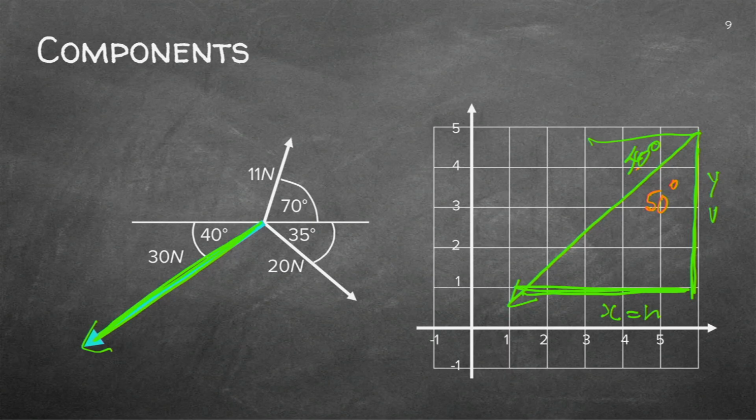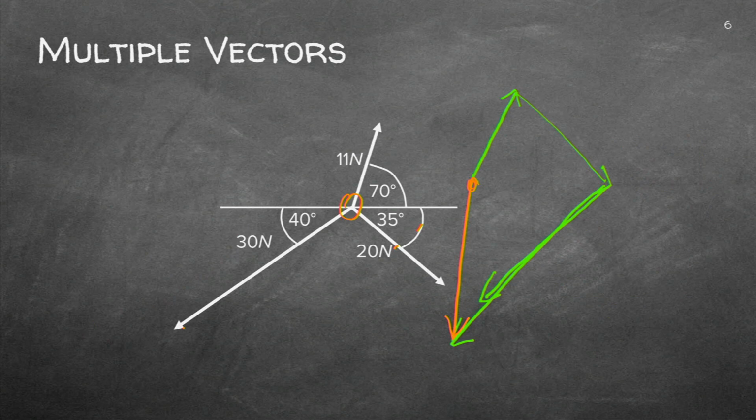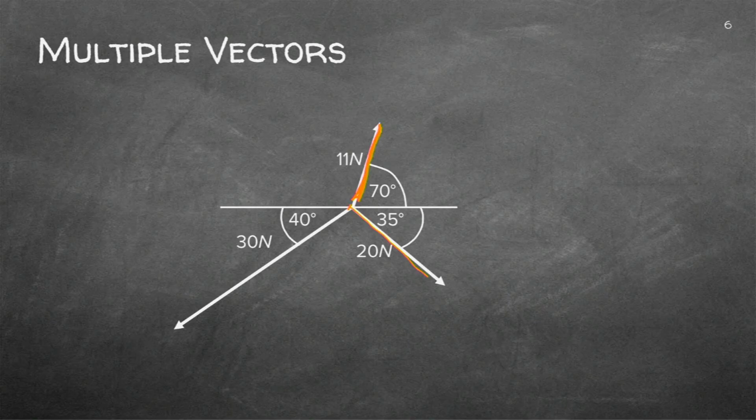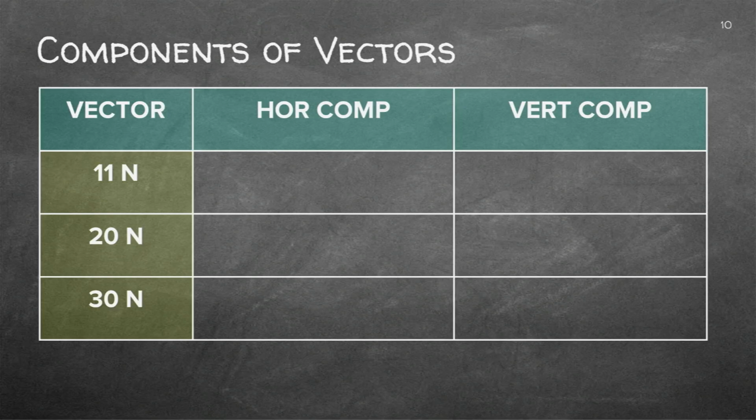Right, so we've got three components. Let's have a look at that. Remember, we have a vector there, 11. We've got another one, 20, and we've got another one at 30, each with their own direction. We want to find the resultant. As I said, we're going to find the components of each of them. Draw a table where you are going to list your three vectors. I've got an 11, a 20, and a 30 Newton force, simultaneously working on an object. I am now going to find the horizontal and the vertical component of each of them.